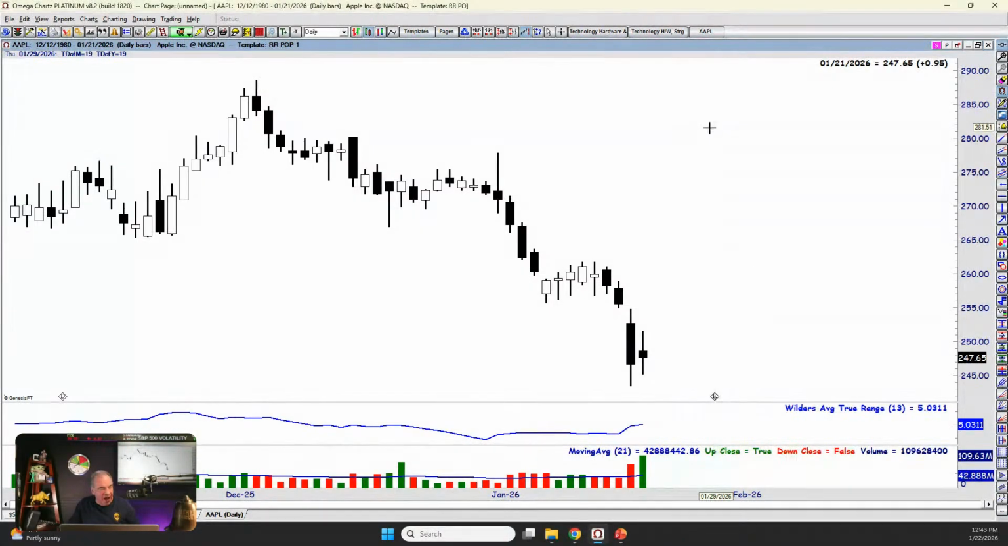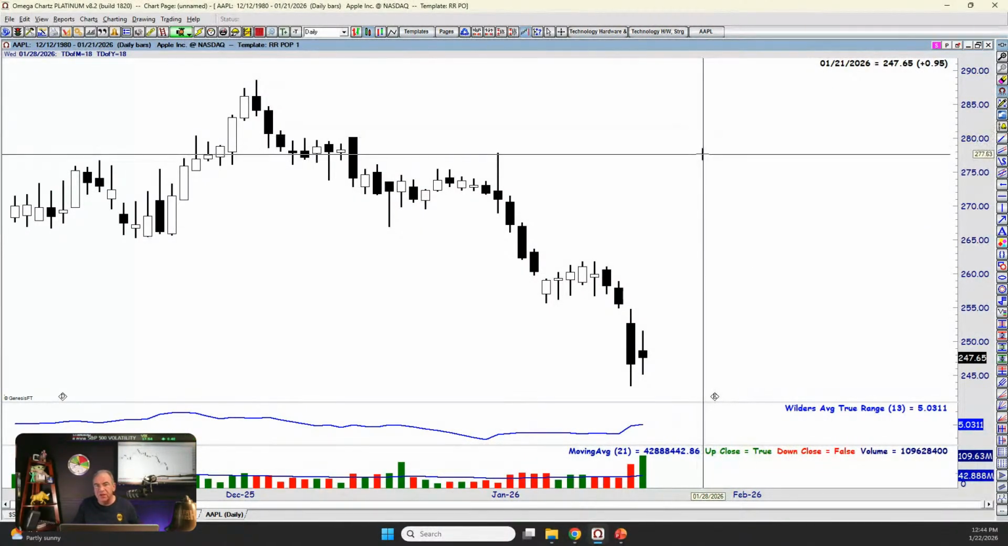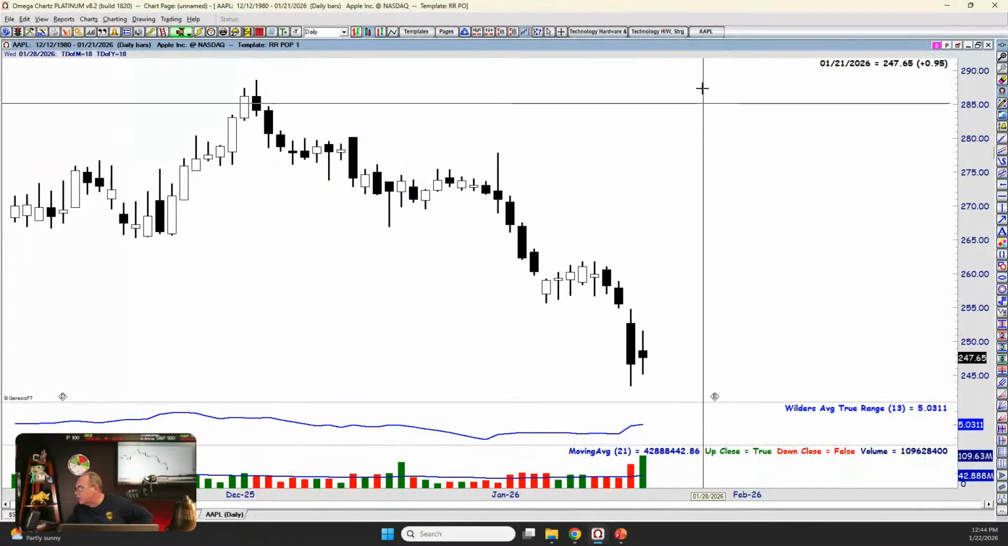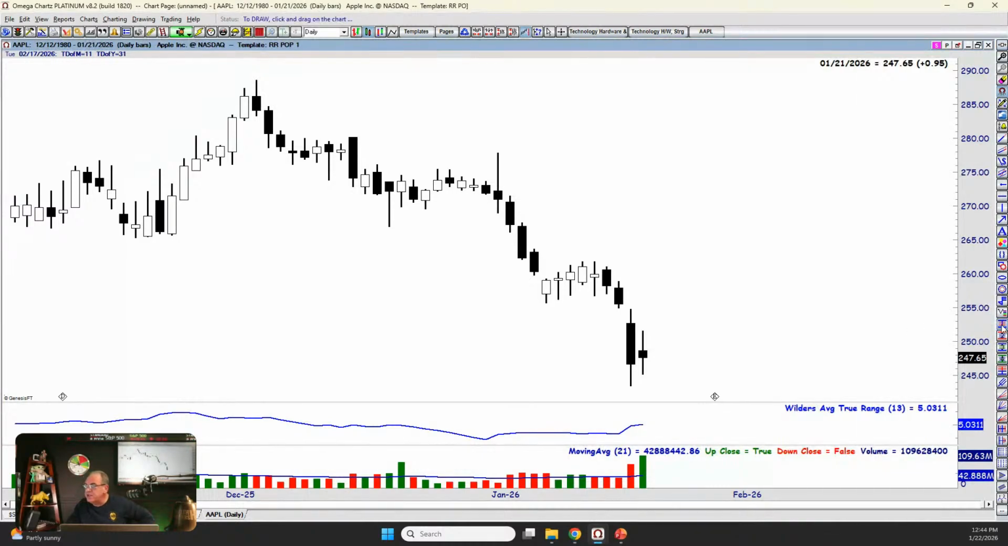So I'm going to grab a Fibonacci for us. Now the Fibonacci is a standard tool on most trading platforms. Most software has Fibonacci on it. I'm going to grab this Fibonacci right here.